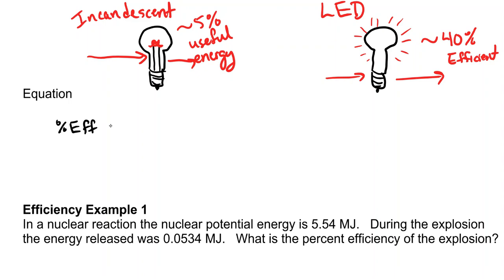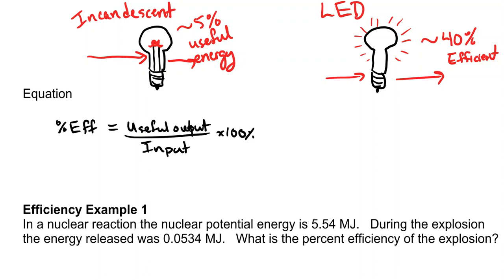So percent efficiency is equal to the useful output divided by the input times 100%. It's basically just a ratio. It's the ratio or the proportion of how much energy you put in and how much energy you get out of it that's actually useful.